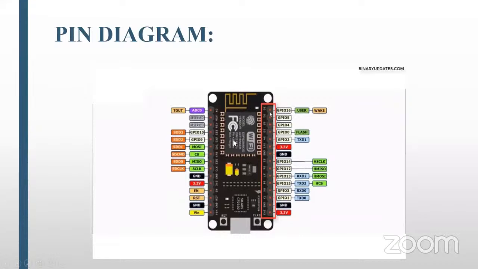These are the pin descriptions. GPIO 14, 12 and so on are digital pins; there are 17 digital pins here. Then there is A0, the analog to digital converter. This microcontroller has a built-in 10-bit ADC. For digital, we can easily define the value as 0 or 1.